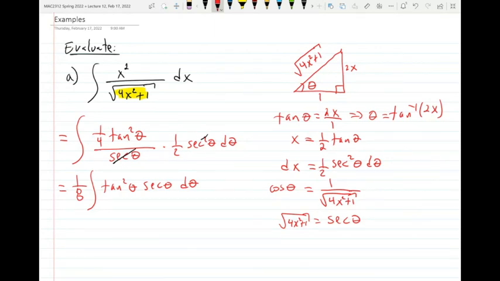I think this was a painful case, the last one. This is the one where we need to turn tangent squared into secant, distribute, and then we get secant to an odd power, and we have to do integration by parts.